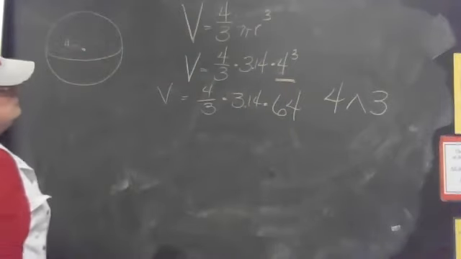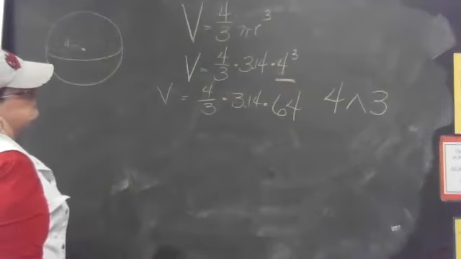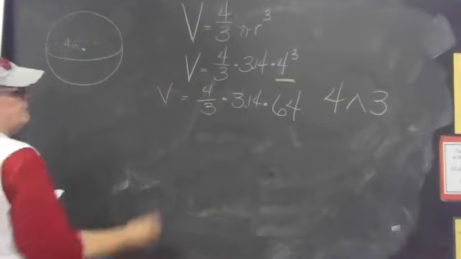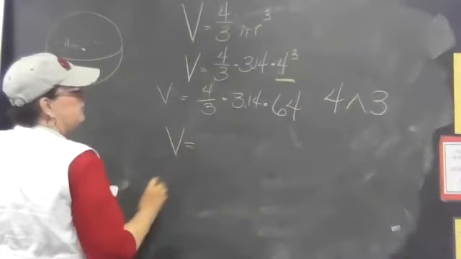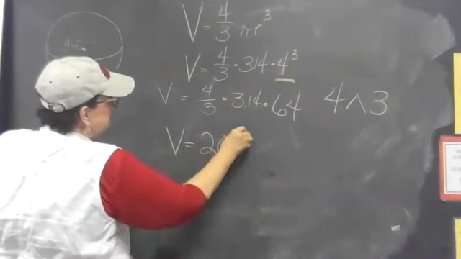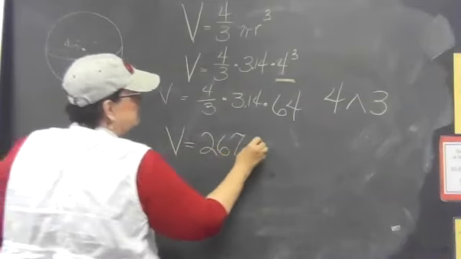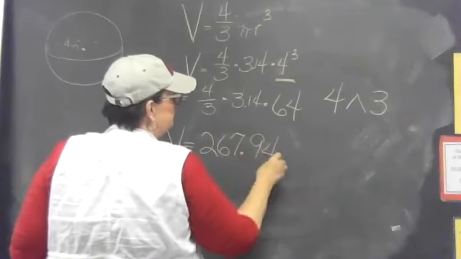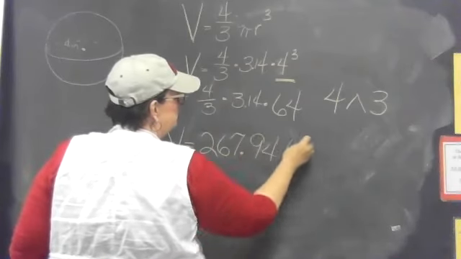I got 267. You did the whole thing? Yeah. Okay, so volume equals what? 267.94, and then it goes on to 6667.